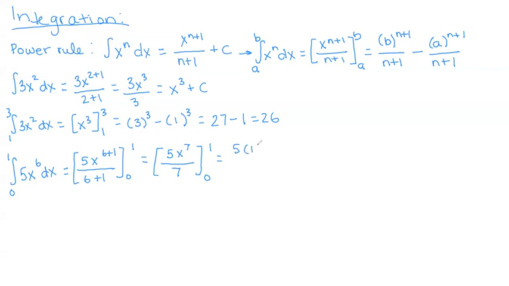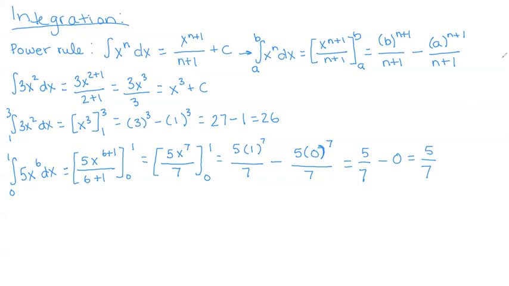So 5 times 1 to the power of 7 over 7 minus 5. Now we're plugging in 0, 0 to the power of 7 divided by 7. Okay, so now we just simplify this a little bit. 1 to the power of 7 is just 1. So we get 5 times 1, which is 5 over 7 minus 0 to the power of 7 is just 0. So that whole thing becomes 0, equals 5 over 7. And that is the answer we're looking for.